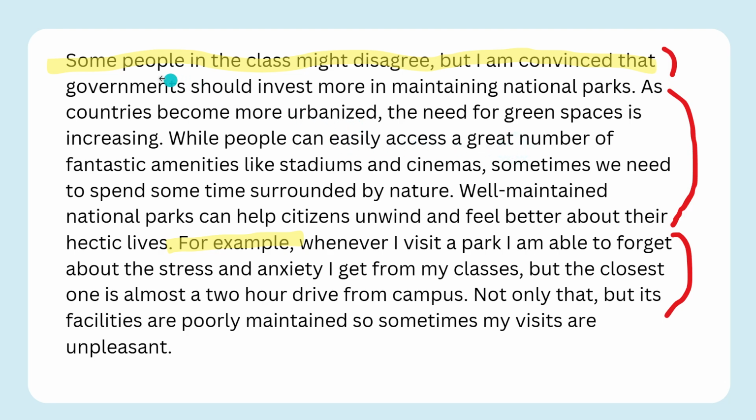In terms of structure and template, I've got a line which you can kind of memorize and use if you want to start with. It says, some people in the class might disagree, but I am convinced that governments should invest more in maintaining national parks. Right? So that's my opening. That's my main point. After that, I've got some specific reasons why I feel that way. Talks about how we need green space. Cities have stadiums and cinemas, but sometimes we like to be in nature. This can help us unwind and feel better about our hectic lives. Hectic. That's my effort to be fancy with the vocabulary.